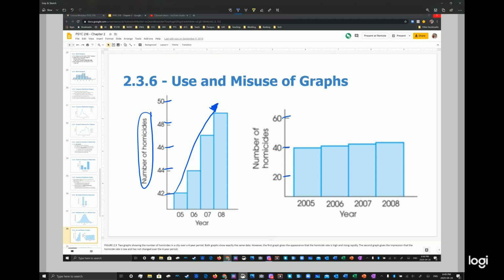Actually, the increase from year 5 to year 6 is 2 people, and then year 6 to year 7 is 3 people, and then year 7 to year 8 is only 1 person. But if you use a different scale for your frequency count, and instead of intervals of 2, you use intervals of 20, the slope no longer looks as steep on the graph. Again, you can always check that with actual numbers.